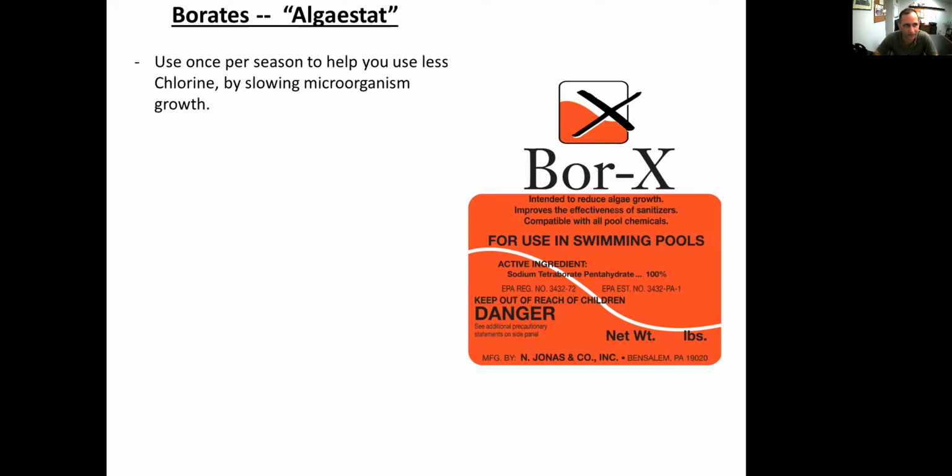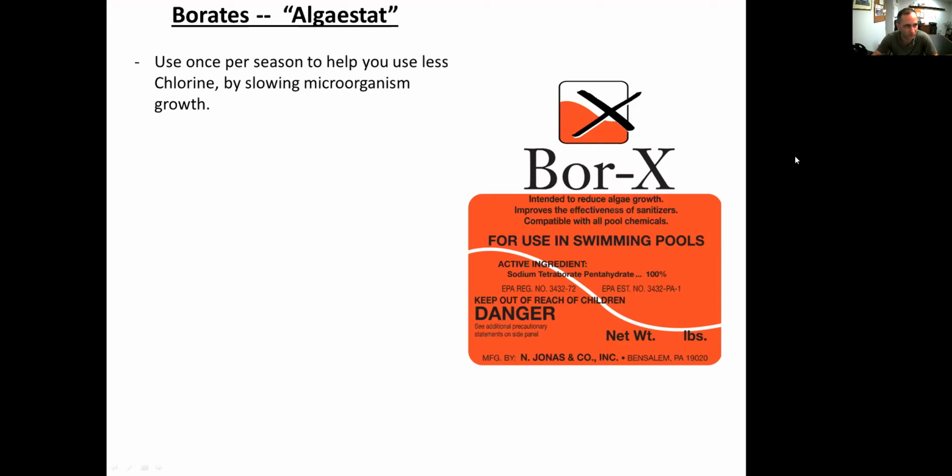And it works a little bit differently, the method, because you don't add it weekly, and you don't add it when you have a problem. You only need to pretty much add it once per season, and it doesn't break down in the water, except if the water gets diluted, if you're splashing it out. Other than that, it doesn't go anywhere. So you only need to really check it and add more once per season.